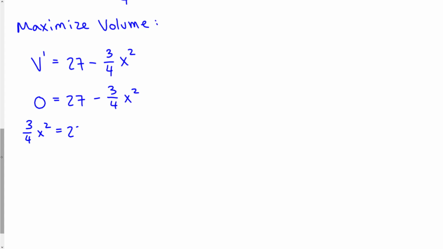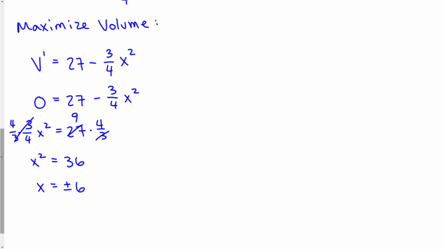And then I will multiply both sides by 4/3, because that will cancel this entire fraction. 3 goes into 27 9 times. 9 times 4 is 36. So x would be plus or minus 6. We can safely throw out -6 because it doesn't make sense that the side length of the box would be a negative dimension. So it's really just +6 that we need to make sure is resulting in a maximum.